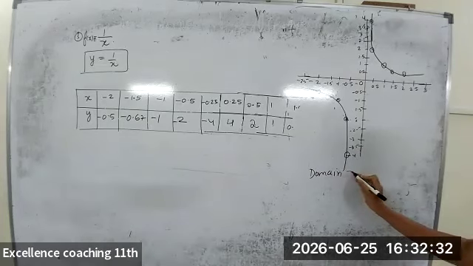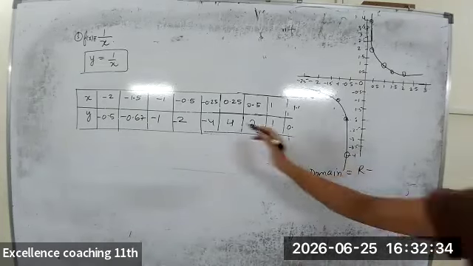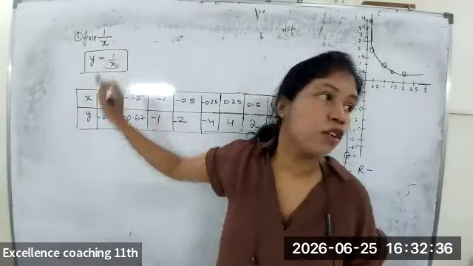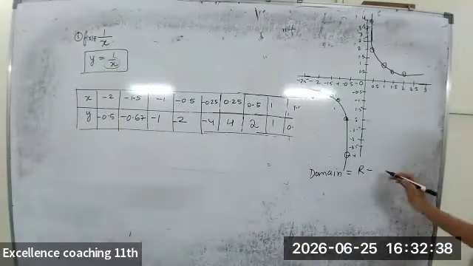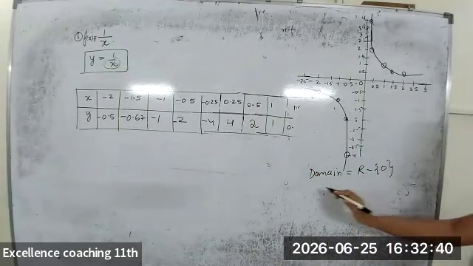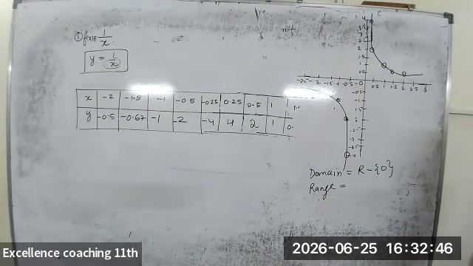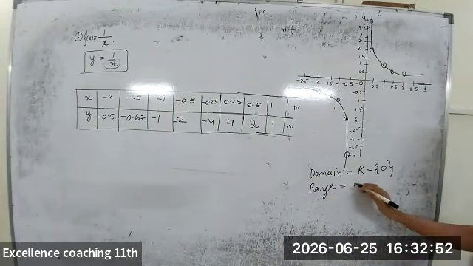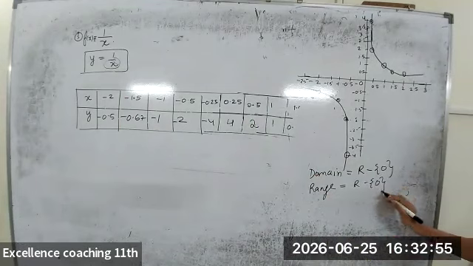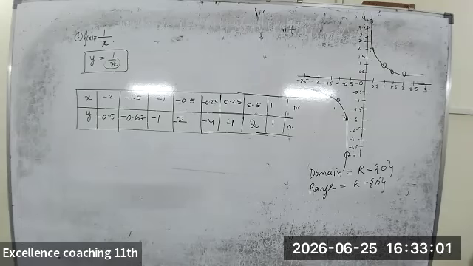Domain, what all inputs we can give? All real numbers, except which number we have not given? 0 we cannot give because it's a fraction. Range again, no? All real numbers except 0, it will never get as the output.